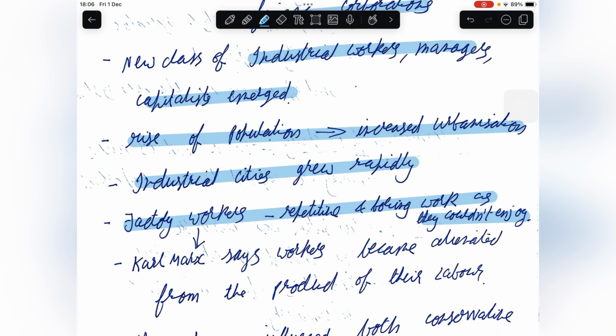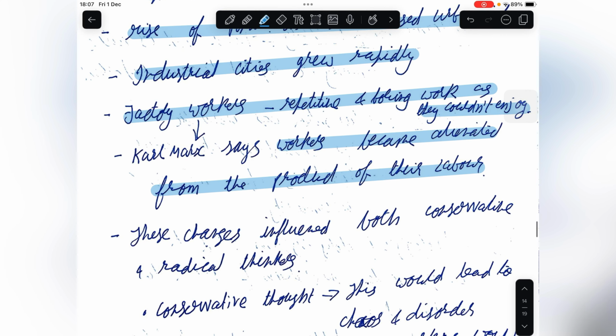It's basically repetitive. So Karl Marx says that workers became alienated from the product of their labor. If a worker makes a product, the product is taken away from the worker, right? That's what happens when you buy something. It is actually separated from who makes it. That is what is called alienation from the product. So in the case of workers, the product of their labor is alienated from themselves.